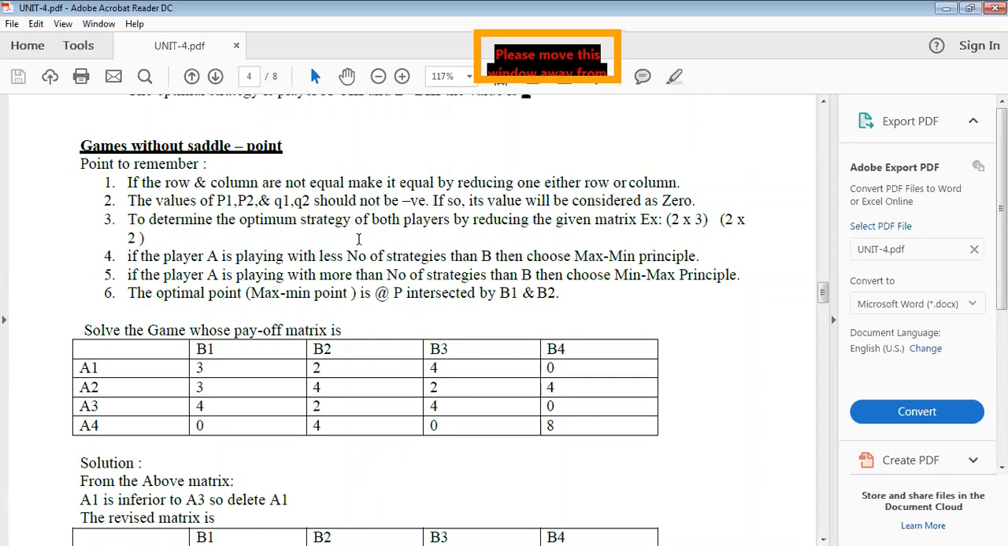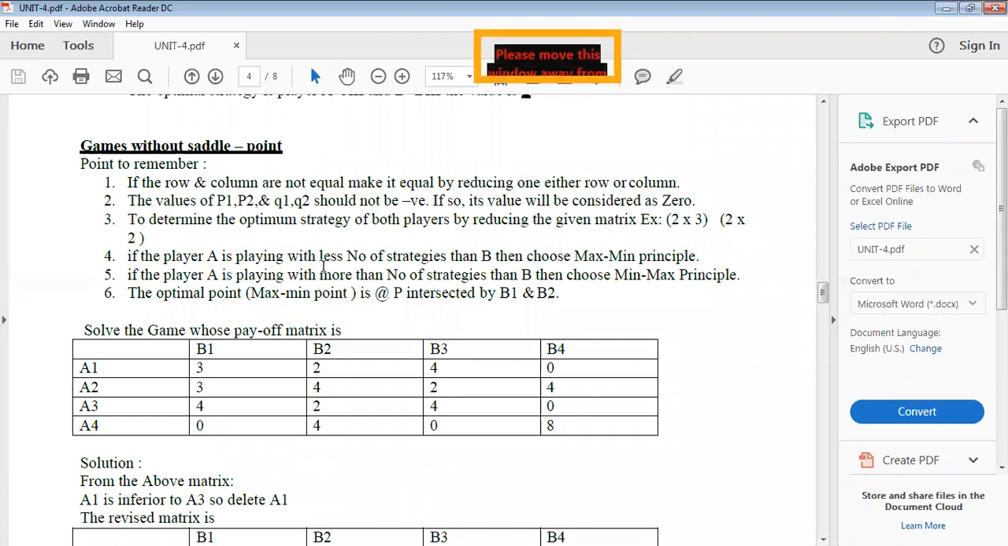To determine the optimal strategy of both the players by reducing the given matrix. To determine the optimal strategy of both players by reducing the given matrix, example 2 into 3, 2 into 2. So the aim is to arrive at an optimal strategy. You have to reduce the matrix.